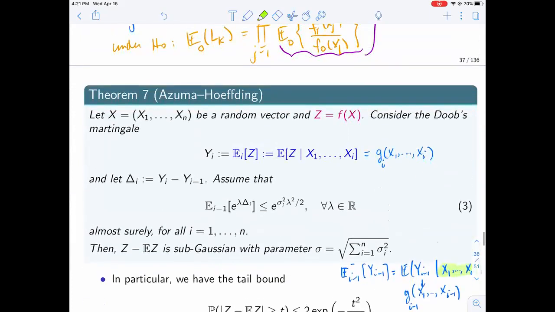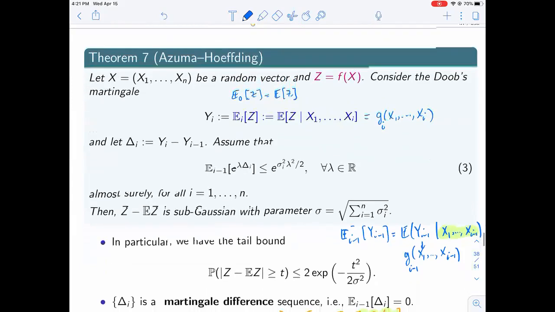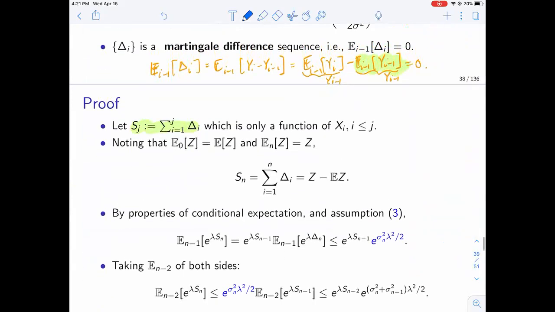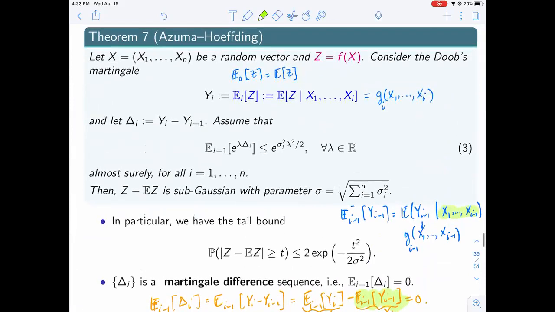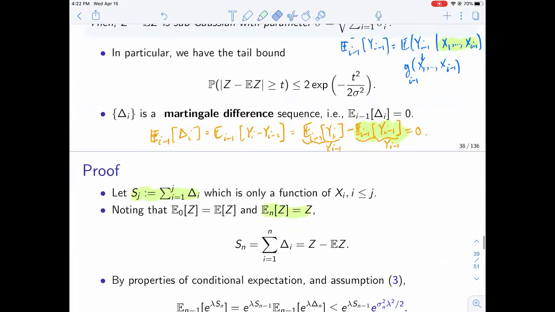Again, with this notation, I'm going to use expectation sub 0 to mean the unconditional expectation. So E sub 0, that's my definition. And E sub n, which conditions on everything, of z would be equal to z. Okay, so why is that true? Why is the second one true?